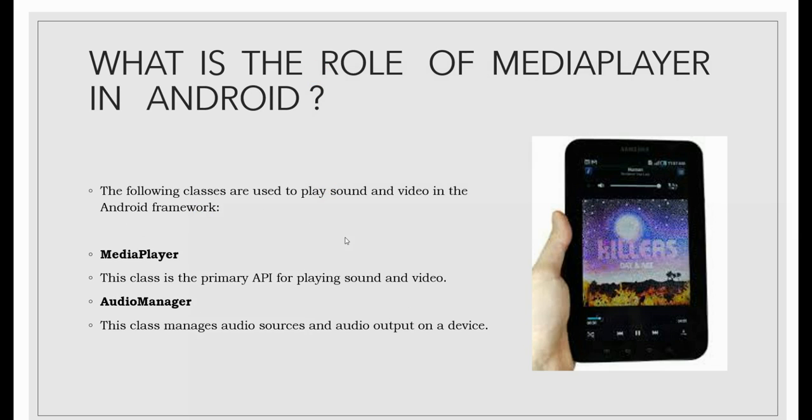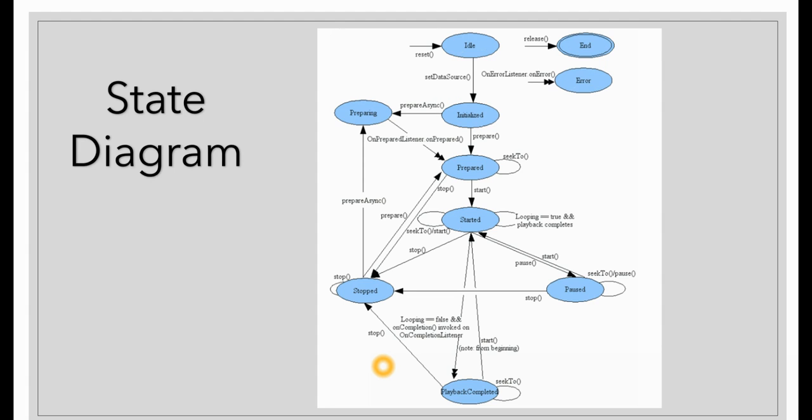So the following classes are used to play sound and video. We have to know two important classes: media player and audio manager. Media player is the class which is the primary API for playing sound and video. Audio manager is the class which manages audio sources and audio output on a device. You can select different input devices, output devices, the way how you control your audio, all that is done by audio manager.